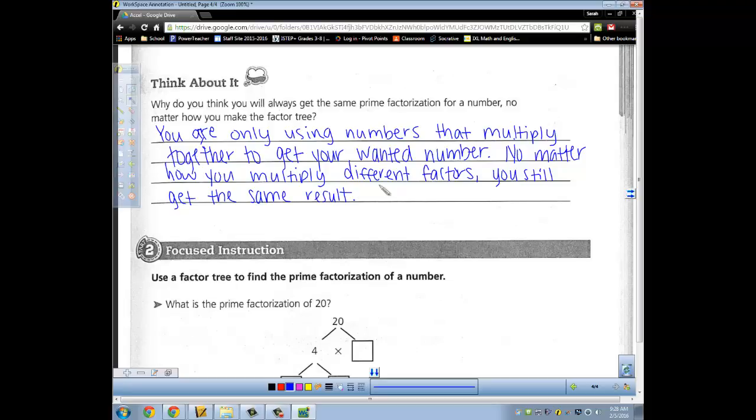So an example is if I wanted to factor 20, I could do 2 times 10, which is 20, but I also could do 4 times 5 times 20. So it really doesn't matter what numbers you pick, because as long as you're choosing factors of that number, they're going to multiply to get the number that you want, so it's okay.